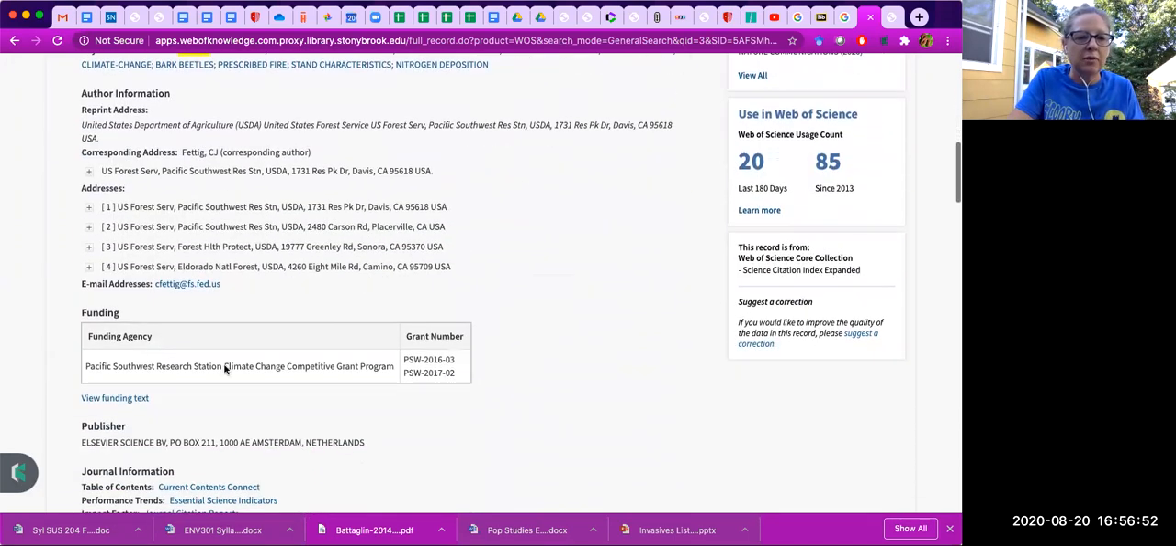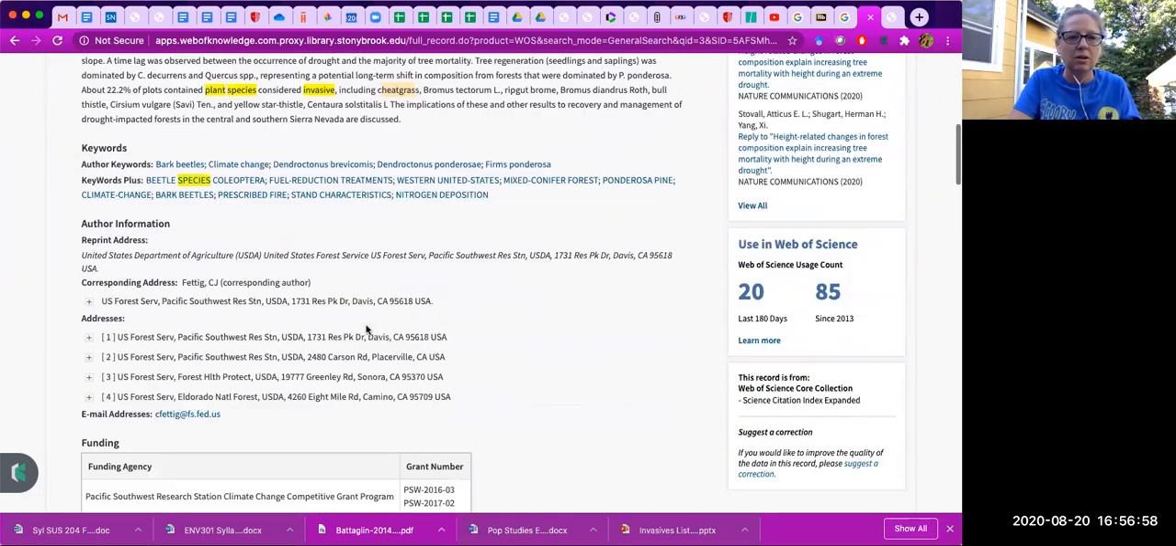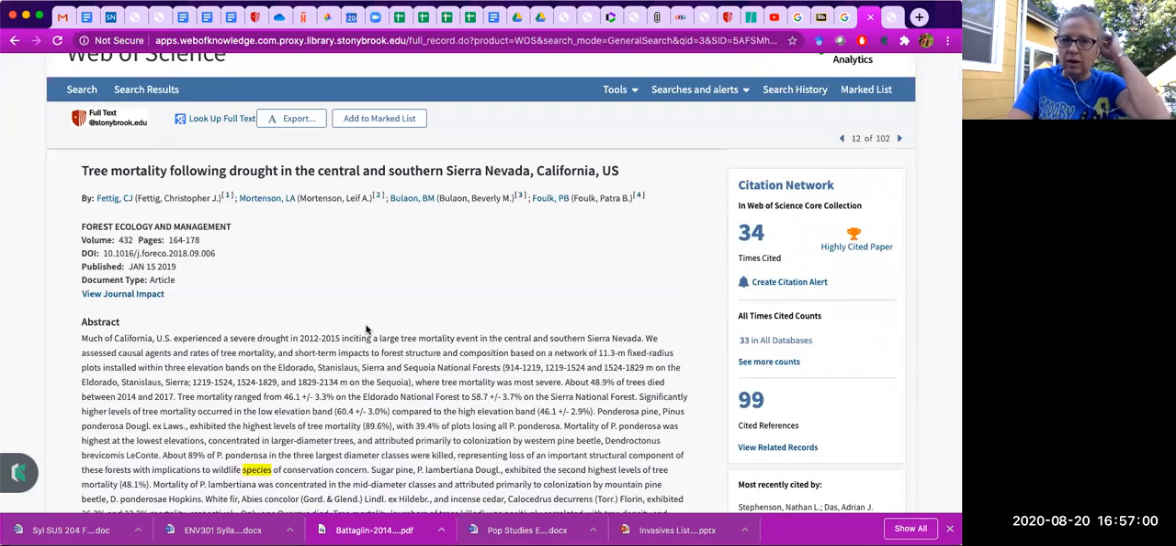We looked down and it was funded by some climate change competitive grant program. That sounds pretty good. Okay, let's say I want to read this paper. So if you click on Google Scholar, it's most likely going to bring you to a page where you have to pay $30 for this thing. We do not want to pay $30 for this thing.